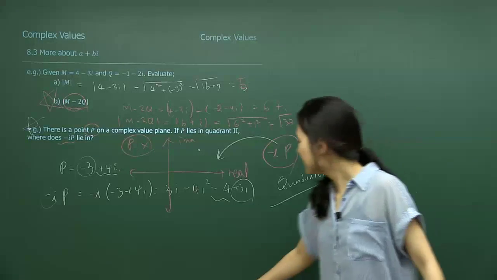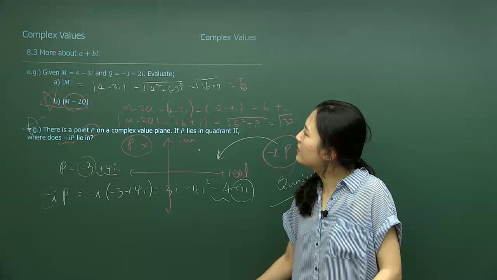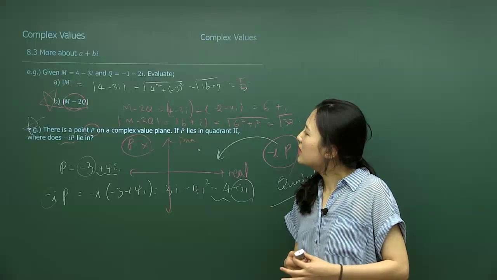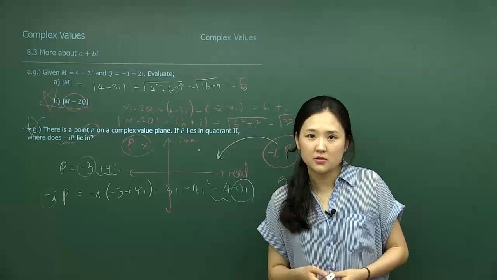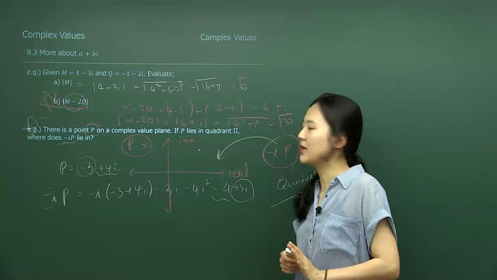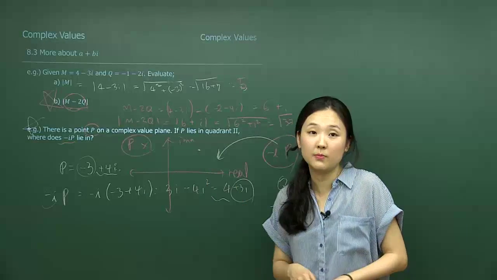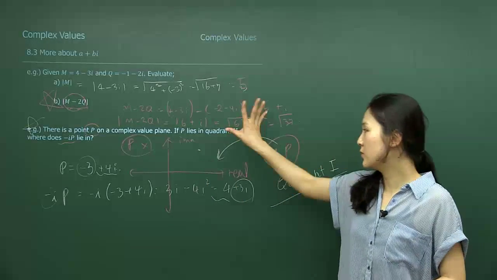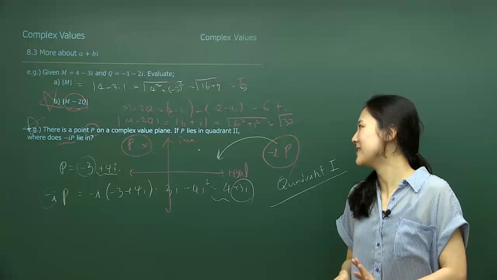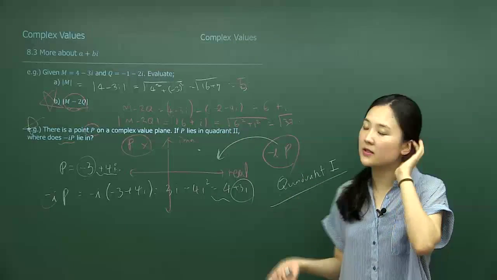Okay. So this is the end of the complex value lecture. It's more of doing calculations. There are no confusing graphs here except for this simple point. Well, those are the types of questions that you might see. So just study them and remember them.